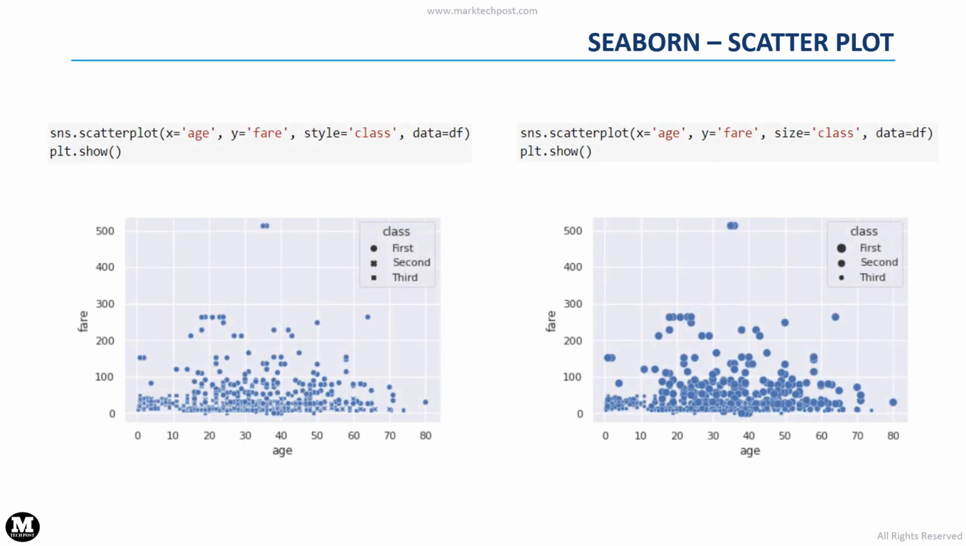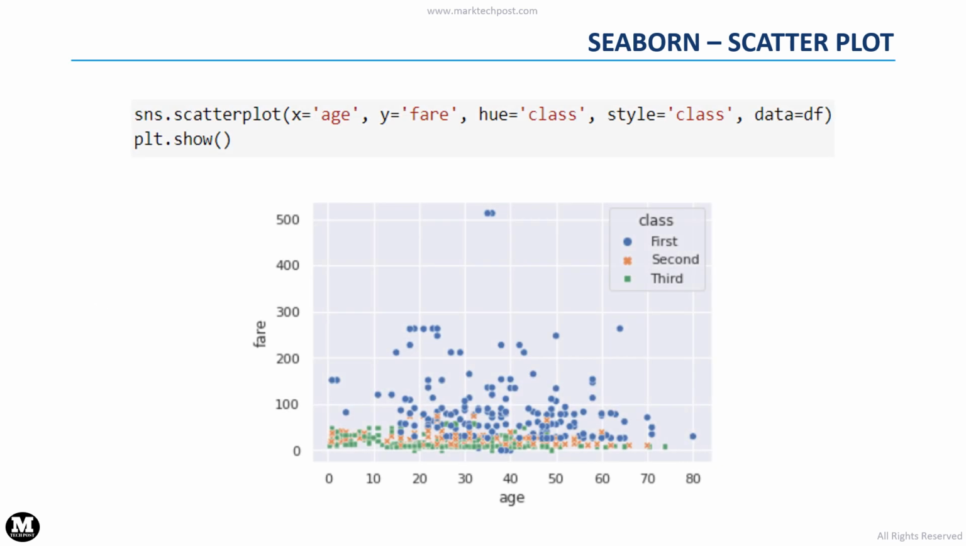Instead of colors, we can encode the third dimension also with the style or the size of the dots. Of course, we can combine the arguments we have already seen.